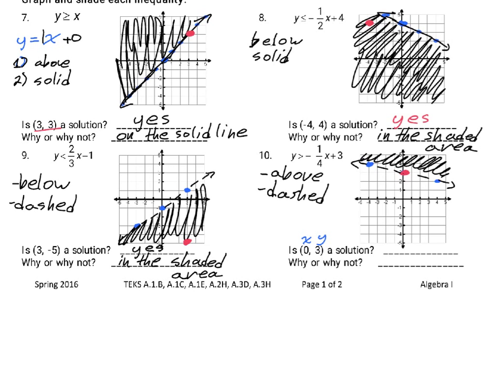So y is 3, so I get 3 is greater than negative 1/4 times 0 plus 3. Well, when I work that out, I end up getting 3 is greater than 3, which is false. So it is not a solution for any of those three. None of the three categories does it work. Okay, so I'm going to say it like this. It's not because it's on a dashed line.